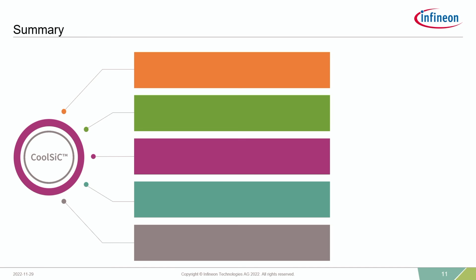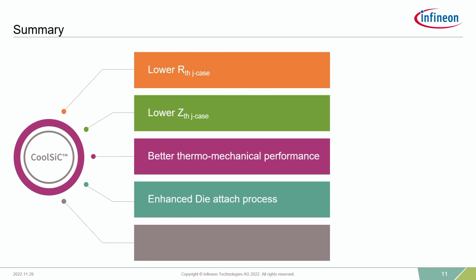Let's have a look at what we have seen in the whole presentation. With the CoolSiC MOSFET with .XT technology, we saw that we can reduce the junction to case thermal resistance. That means we can increase the power density. We can reduce the thermal impedance between junction and case, which means we can improve reliability during overcurrent surge events. It also has better thermo-mechanical performance, which means we can increase the active and passive thermal cycling. And due to the enhanced die attach process, overall reliability performance increases.